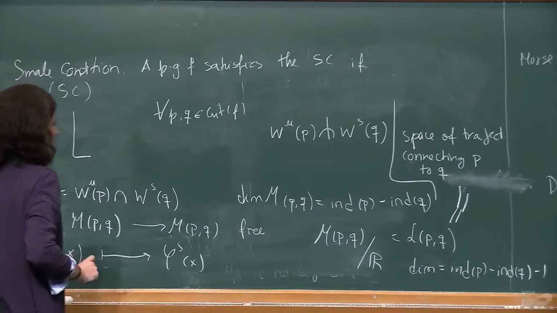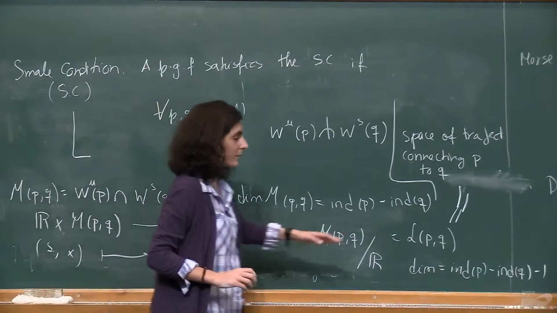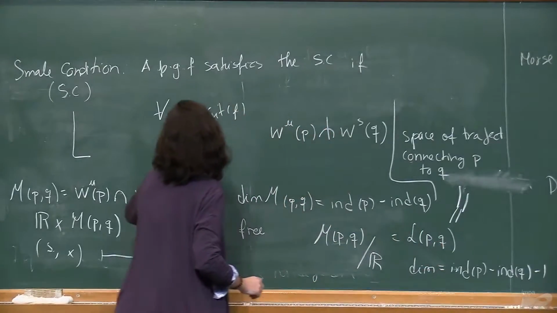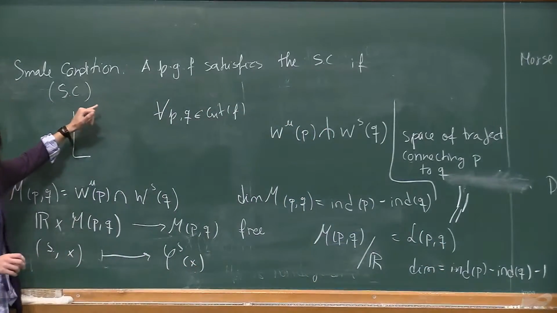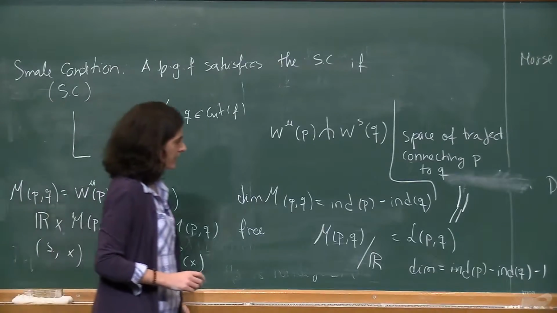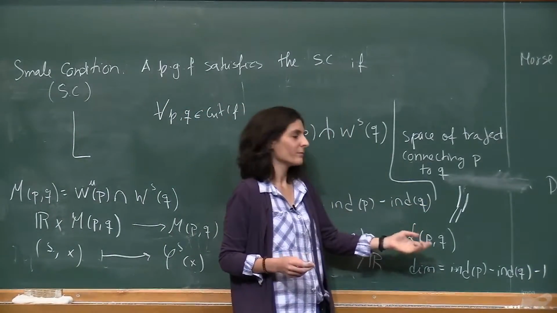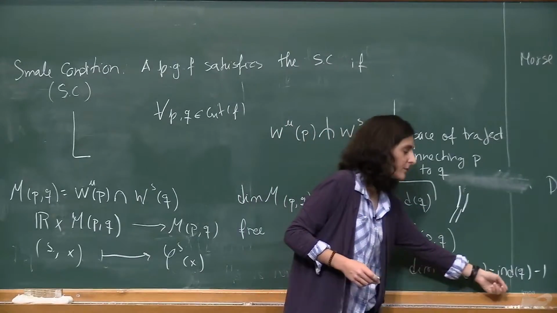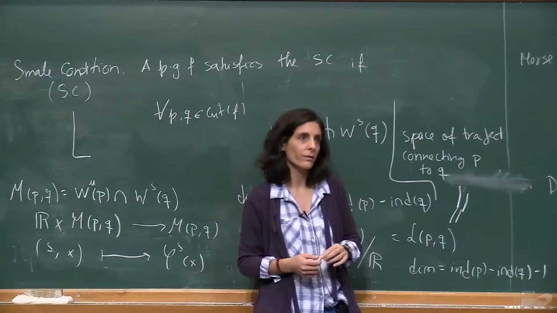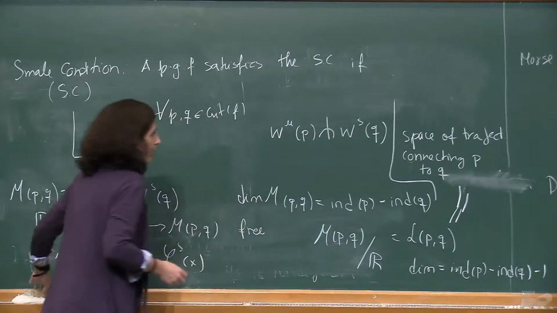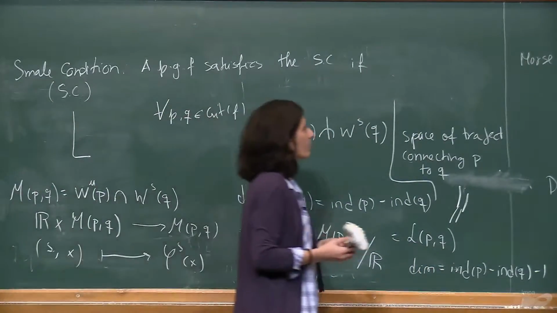Okay, so let me point out that in order to define this space, I actually needed this transversality condition. And for this to make sense, I need the index of P to be strictly greater than the index of Q. Okay. So now we can define the Morse complex.